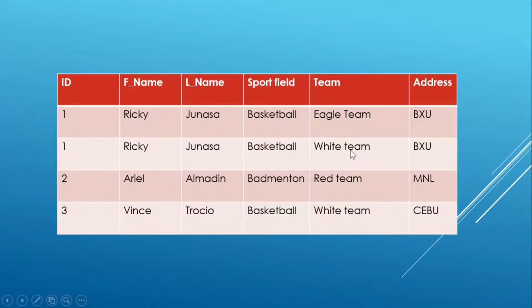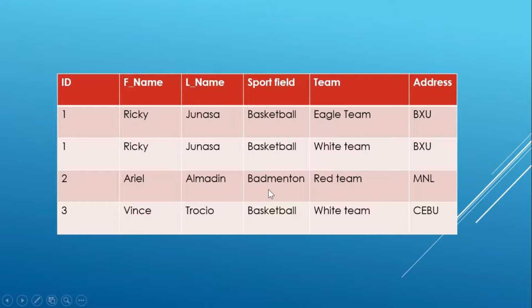Insertion anomaly. Suppose or assume that a new player of the basketball team joins, who is under training and currently not assigned to a team. Then, we would not be able to insert the data into the table because the team attribute does not allow null.